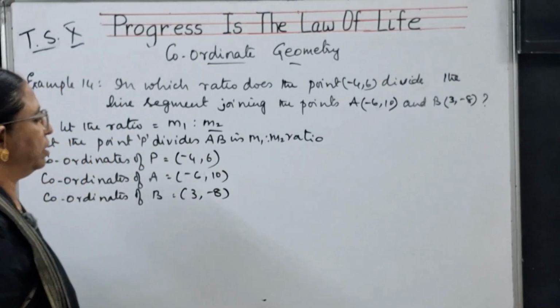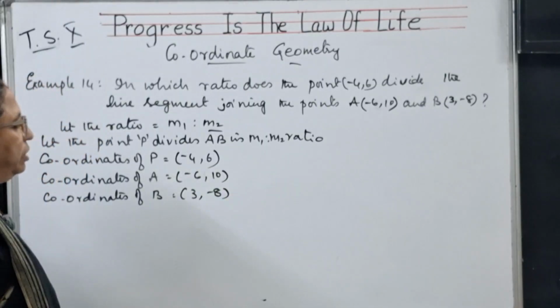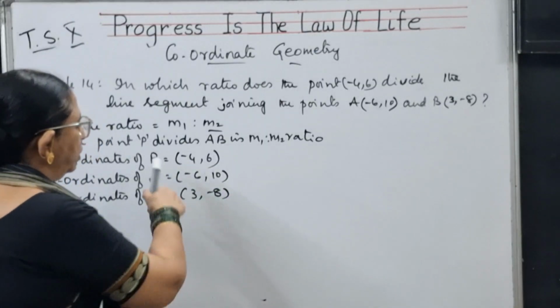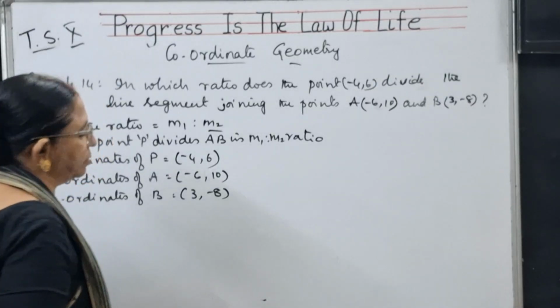Now here, children, we need to find out both the values m1 and m2 of the ratio. We know that P of x is (m1 x2 plus m2 x1) by (m1 plus m2).